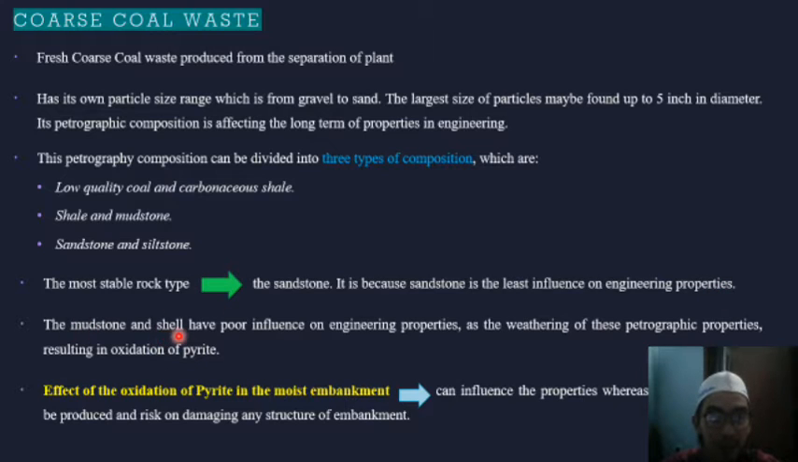The mudstone and shale have a poor influence on engineering properties, as the weathering of these petrographic components results in oxidation of pyrite. The effect of the oxidation of pyrite in the moist embankment is that it can influence the properties, and it can produce risk of damaging the structure of the embankment.